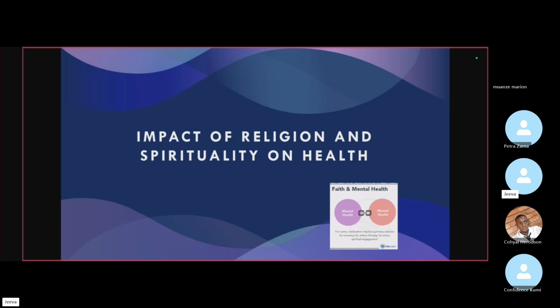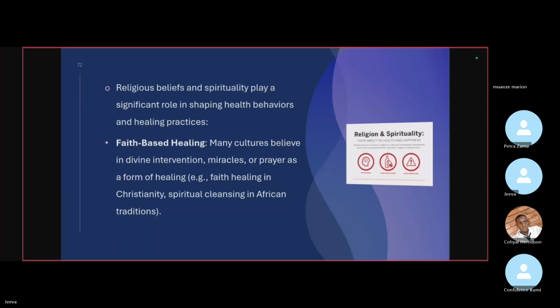Then next, how religion and spirituality have an impact on health. Now we'll see what is the impact of religion and spirituality on health. As I told you, religious belief and spirituality also play a significant role in shaping healthcare behaviors and health healing processes or practices.